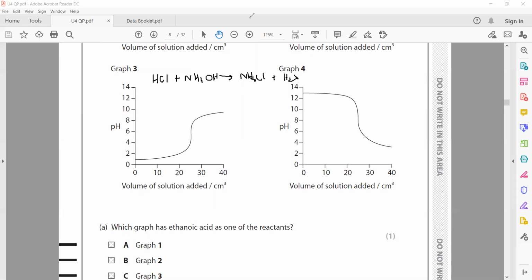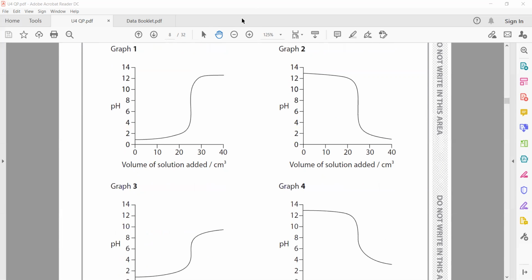No, it's not about the slope being acidic. Even for graph 4, it is also acidic. You can see this part is also acidic. What is the meaning of endpoint? Endpoint means the region where the indicator shows a color change. That is known as the endpoint. This is the part where all of the alkali is used up. So it's not about what the pH is at the end. Endpoint means when all of the acid neutralizes the alkali and the indicator will show a color change. That is known as the endpoint.